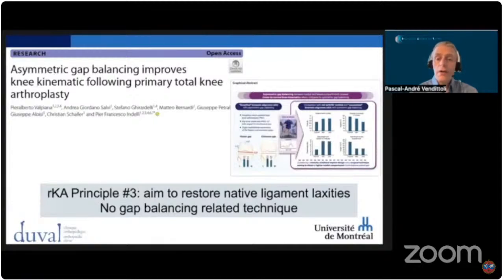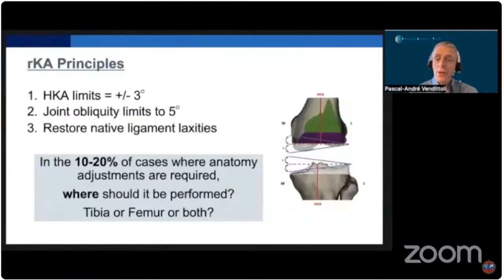So our third RK principle is to restore native knee collateral balance in laxities versus aiming for ligament isometry. We should avoid all gap balancing related techniques that modify bone resections. Next question to answer. When anatomy adjustments are required, where should it be performed? On the tibia, the femur, or both bones?